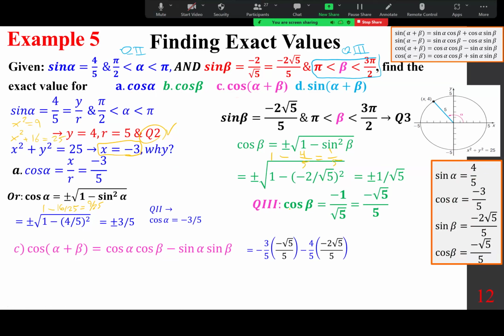So we have a positive. The denominator is 25, everybody. So negative times negative is positive. 3 square root of 5. Negative times negative is positive. 8 square root of 5. The numerator is 11 square root of 5. The bottom is 5 times 5. And you're done with this part.